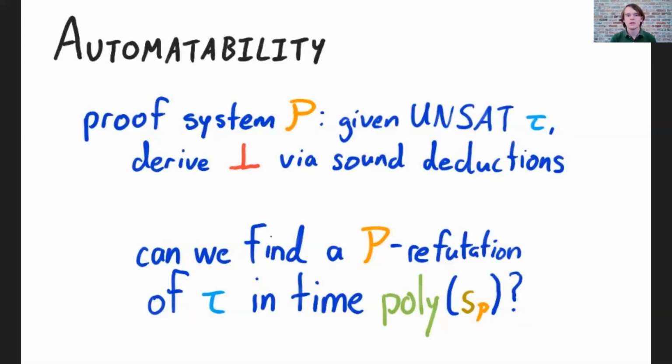So to talk about automatability, let's talk about proof systems in general. A proof system P is just a way of deriving a contradiction from a set of unsatisfiable axioms via sound deductions. So in our case, this was getting any linear inequality that maintained all the integer value points. And then the automatability question is, can we find P refutations in polynomial time?